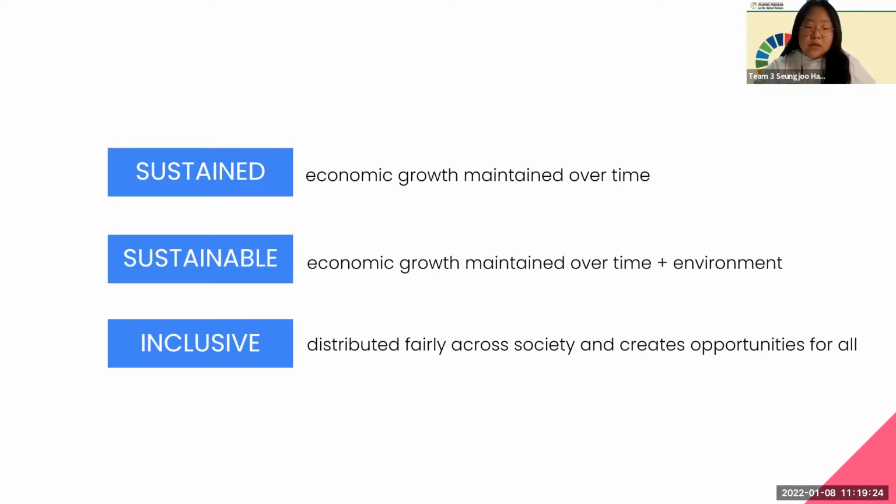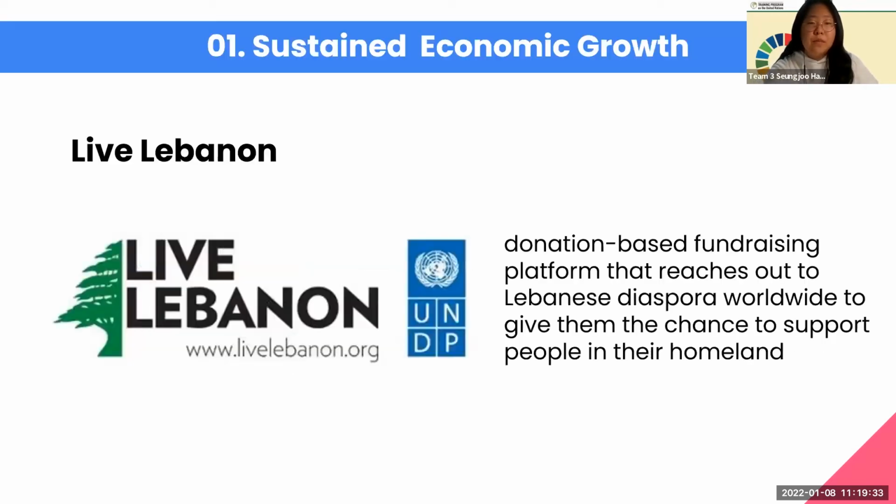Being inclusive is important as it lowers barriers for the flow of capital, goods, technology, etc., and benefits the society as a whole. One of the things UNDP has done for sustained economic growth is Project Live Lebanon. Live Lebanon is a donation-based fundraising platform that reaches out to Lebanese diaspora worldwide to give them the chance to support people in their homeland. Gathering money is just one part of what they are doing.